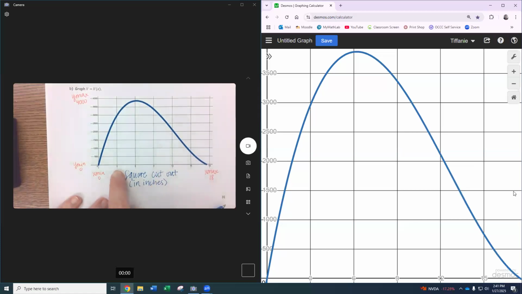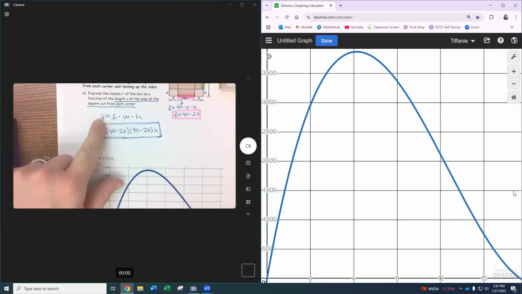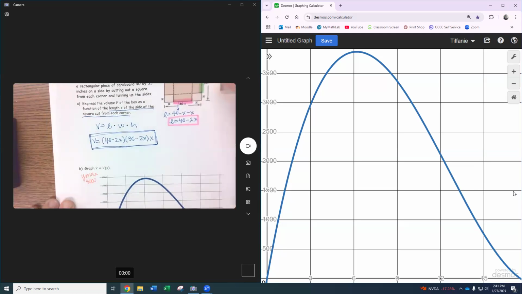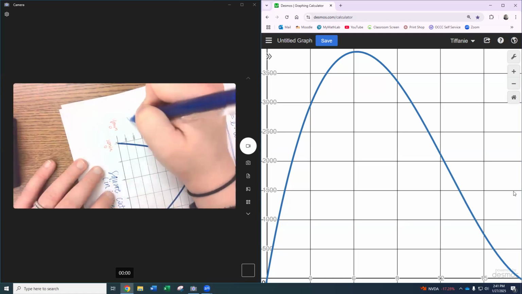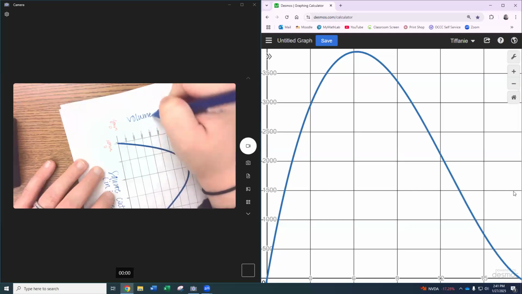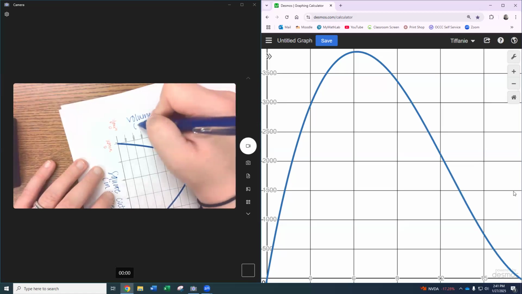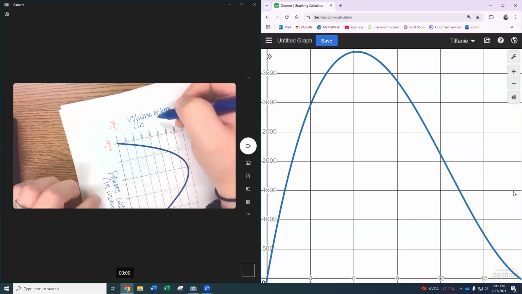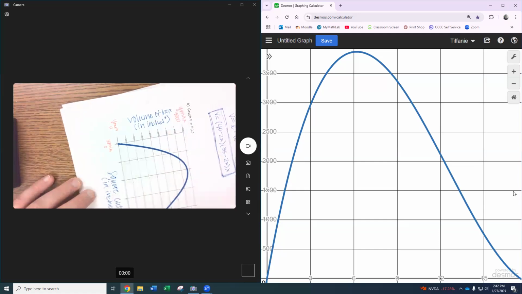So we can see if we cut out squares that are 3 inches, 6 inches, 9, 12, 15, and it can't go to 18 because that's not going to work. Okay, so then what does my Y represent? Well, we have set this to equal V. So this is my volume. So this Y-axis is giving me my volume of box. And volume is always in whatever your unit is cubed. So this is in inches cubed.